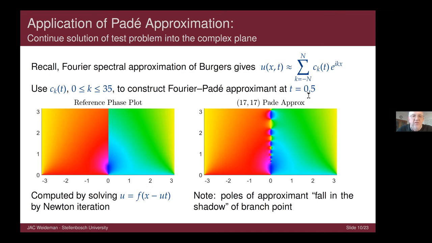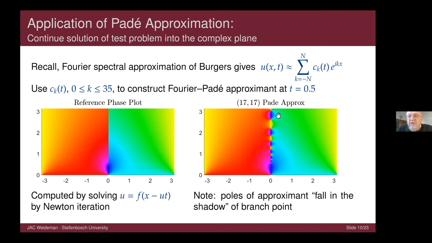Time is 0.5, so this is not quite yet at the shock formation. The singularity has traveled down the imaginary axis and it reaches the branch point, right about here. I'm just showing the upper half plane because there's a similar picture in the lower half, just a conjugation essentially. So on the left, I think that's the correct phase plot.